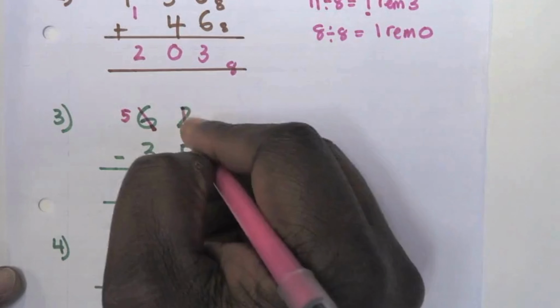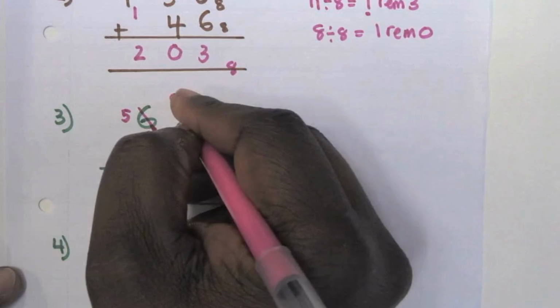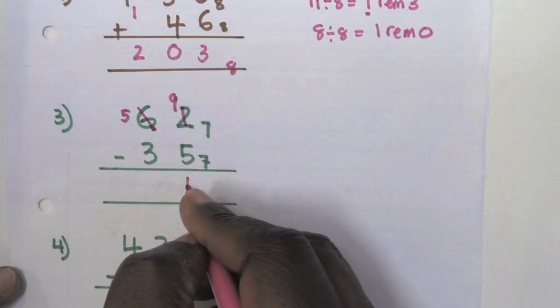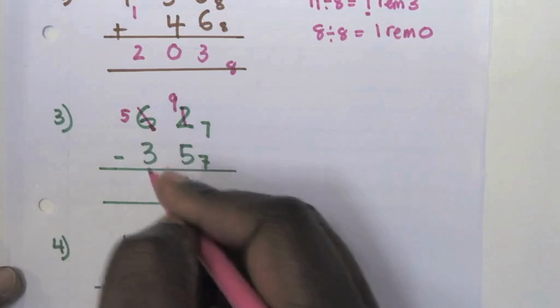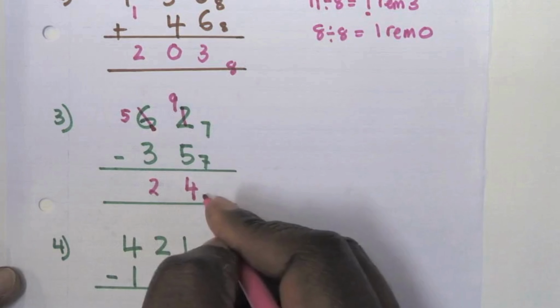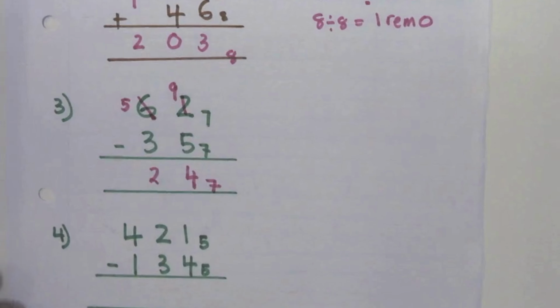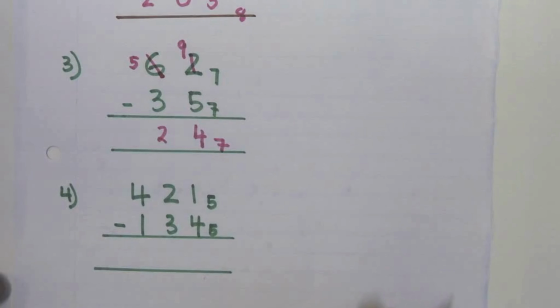So if I add it here, I'm going to get a 9. And then when I subtract, I'm going to get 4, and here I'm going to get 2, and my answer is in base 7. Please be very careful when you are using the method of borrowing.